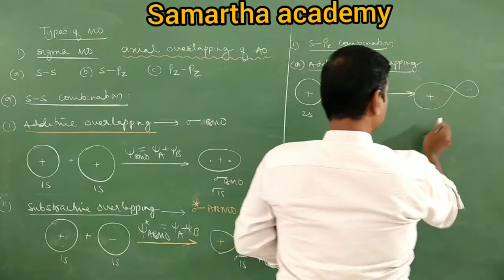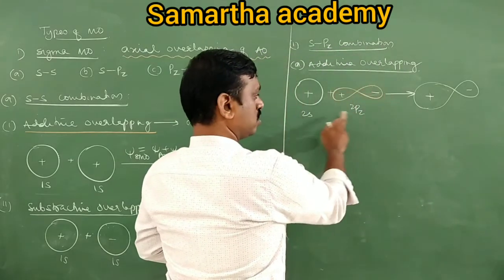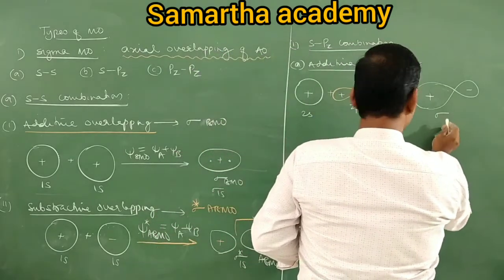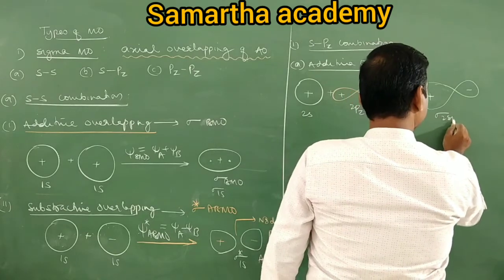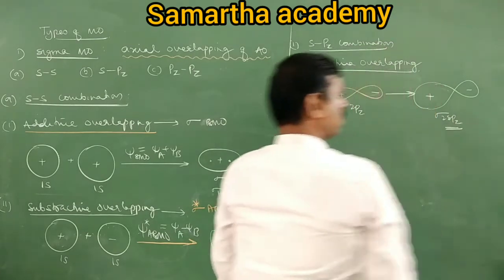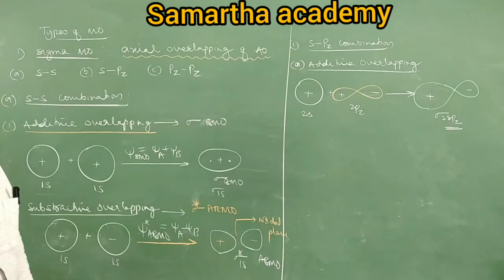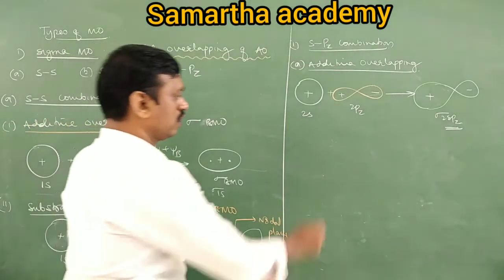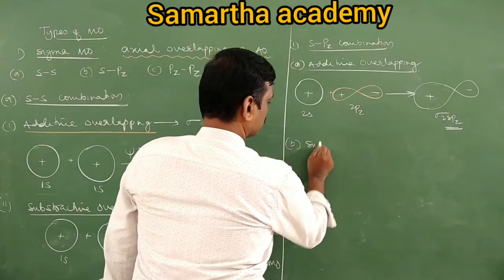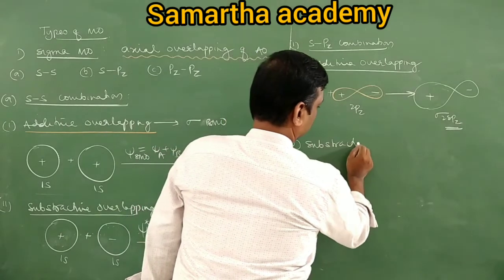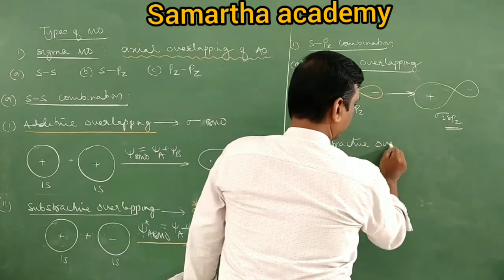Okay, this is a 2s 2pz sigma 2spz molecular orbital. Next is subtractive overlapping.